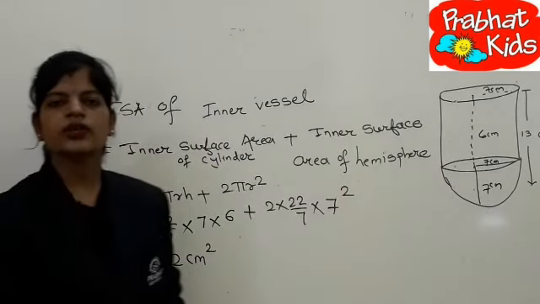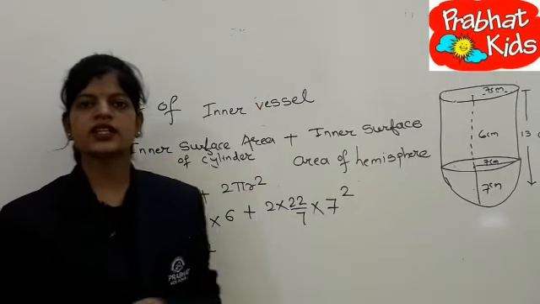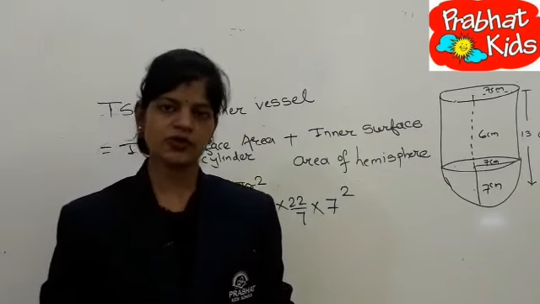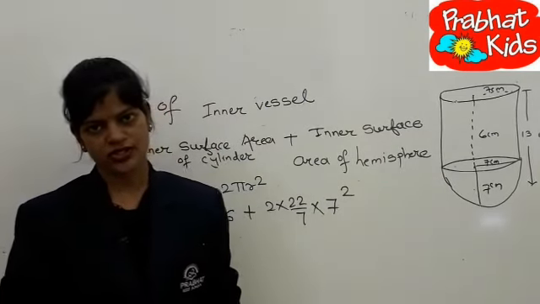So dear students, you can find the surface area of combinations of solids by combining different solids. You can try such types of solids and find the questions and answers of them.